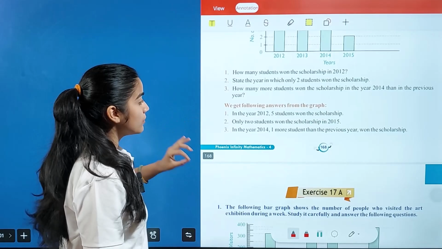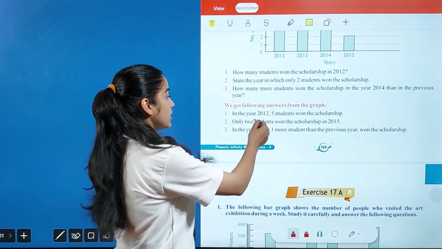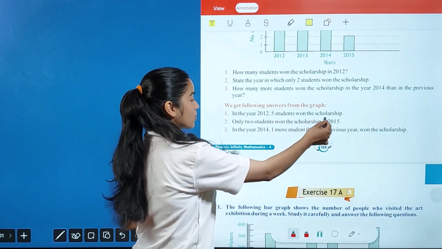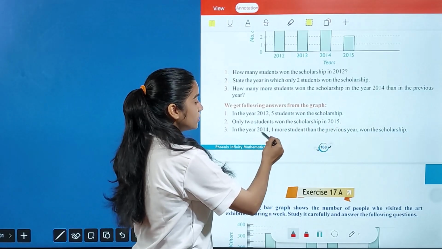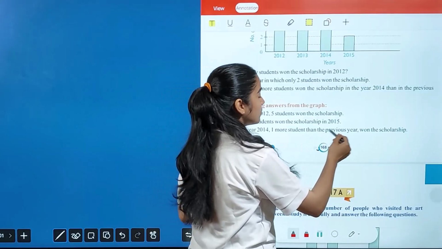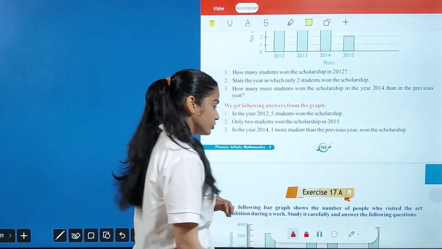We get the following answers from the graph. In the year 2012, 5 students won the scholarship. Only 2 students won the scholarship in 2015. In the year 2015, one more student than the previous year won the scholarship.